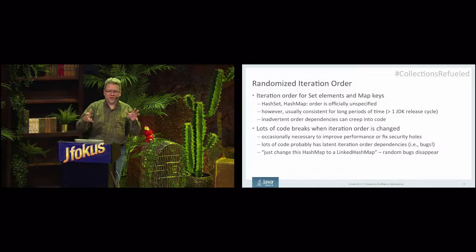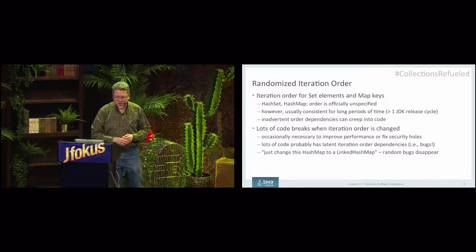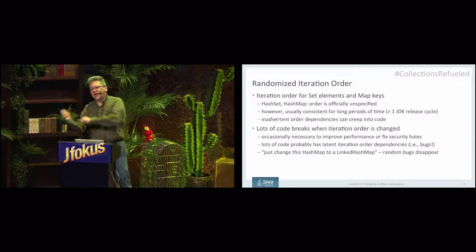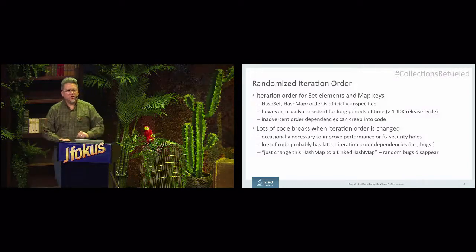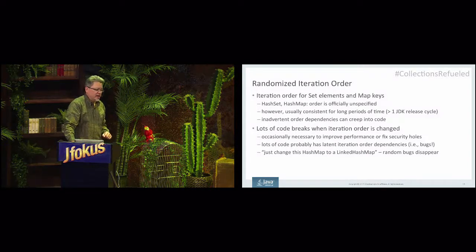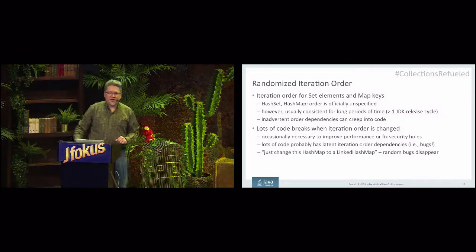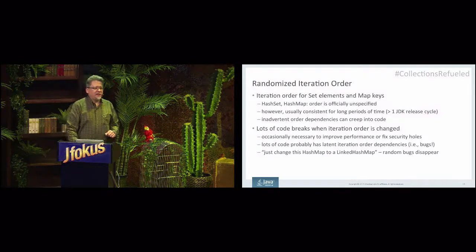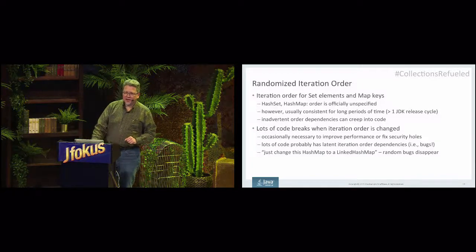And so you basically would have to bake the implementation into the specification if you wanted to specify the iteration order. So instead of doing that, we're going to do exactly the opposite thing, at least with the new collections in JDK 9, which is to change the iteration order of sets and maps more frequently. So in fact, we will change the iteration order on every invocation of the JVM. And so it's actually pretty simple.